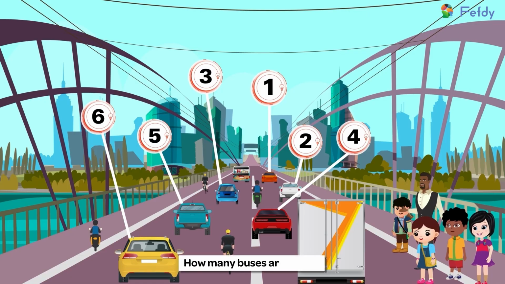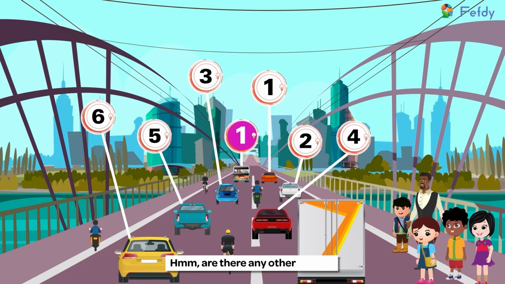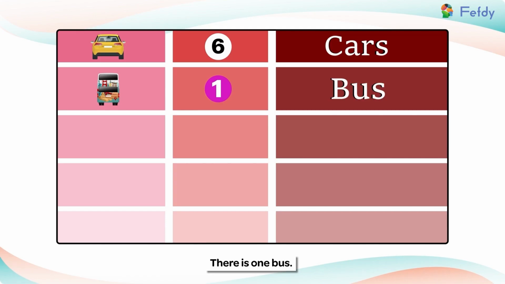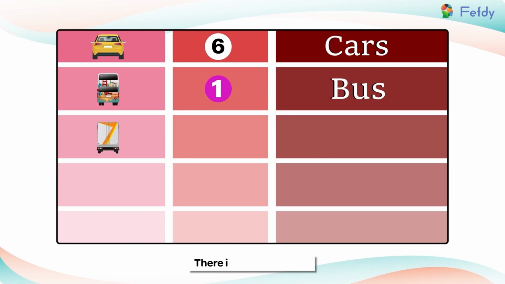How many buses are there? 1 bus. Are there any other buses? No. So, only 1 bus. There is 1 bus. How many transport are there? 1. There is 1 transport.